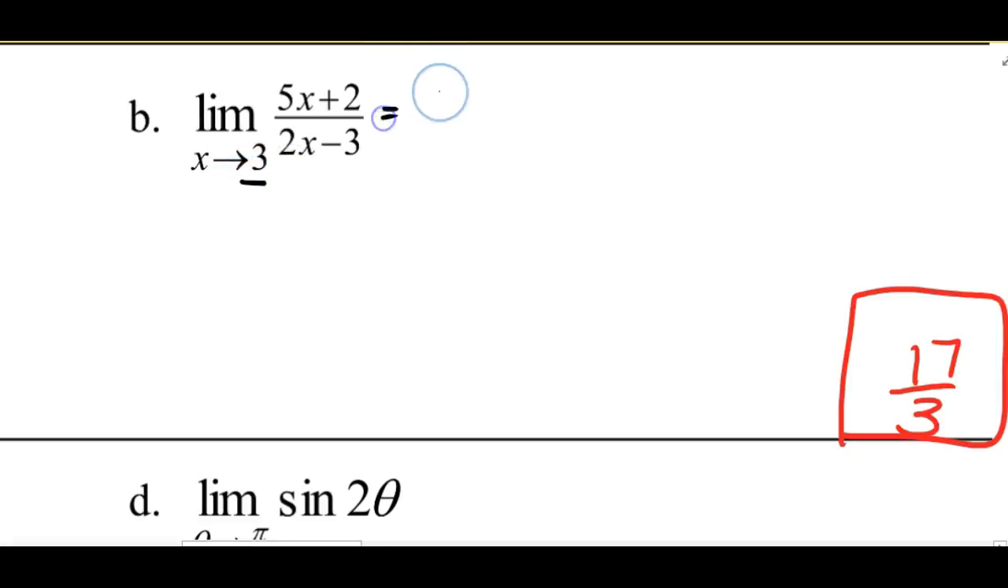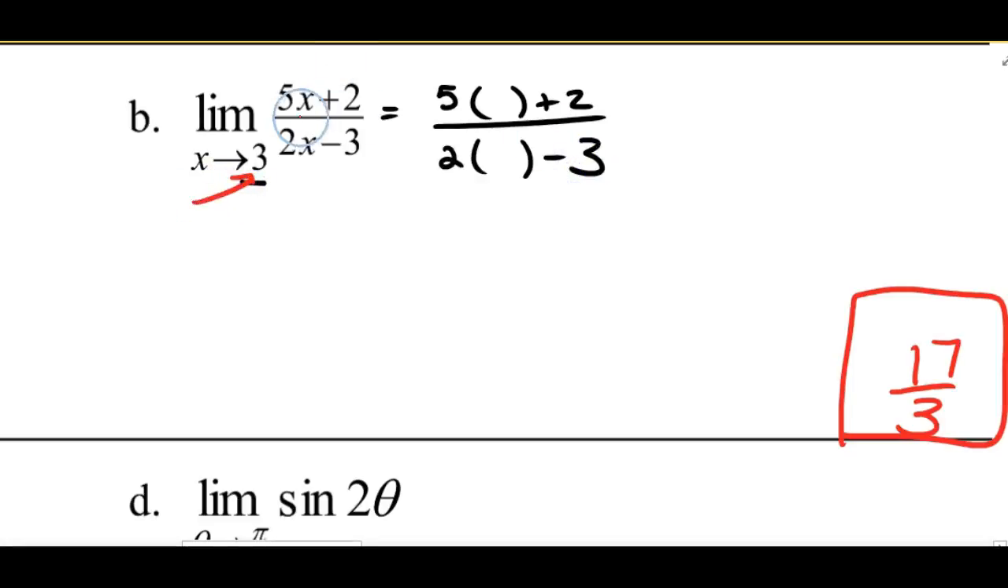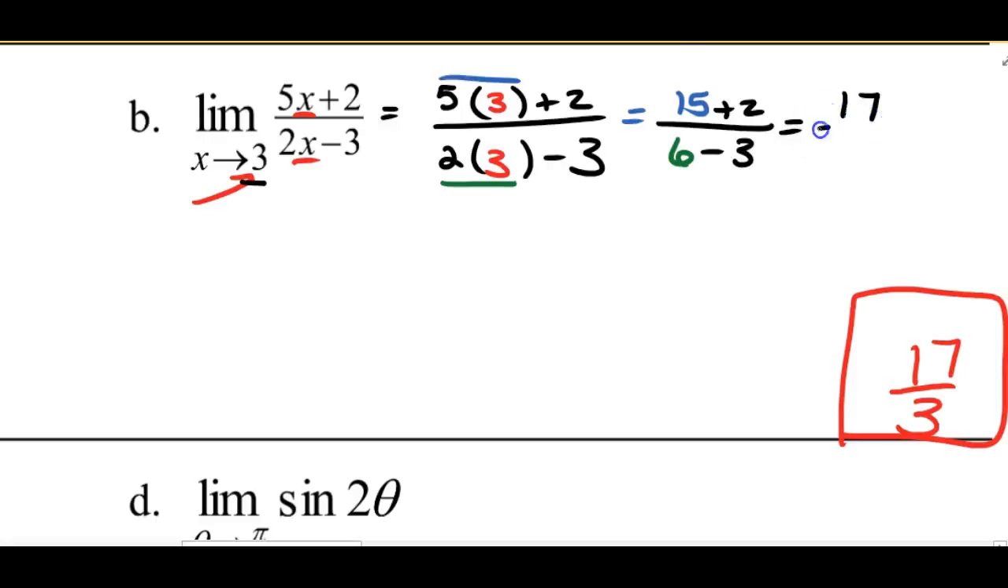So I start by writing out my function. 2 times x, my unknown. Evaluate at x equals 3. So where I had x's, I'll now put 3's. Multiplying 5 times 3 is 15, plus 2, over 2 times 3 is 6, minus 3. 15 plus 2 is 17, 6 minus 3 is 3, and this gives me my 17/3.